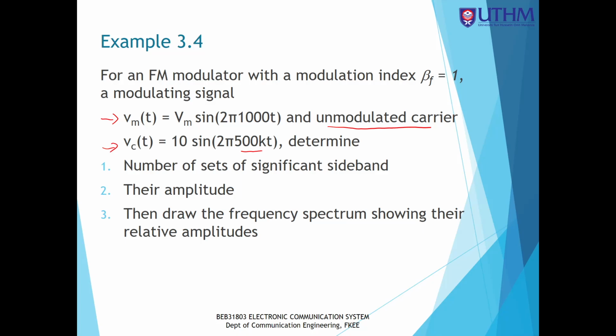So what can we get from this example? From the question, what can we get actually? In the question, you are given modulation index equal to 1. You are given Vm; we don't know the peak amplitude of Vm, but we know the frequency of the modulating signal, which is fm equal to 1 kilohertz.